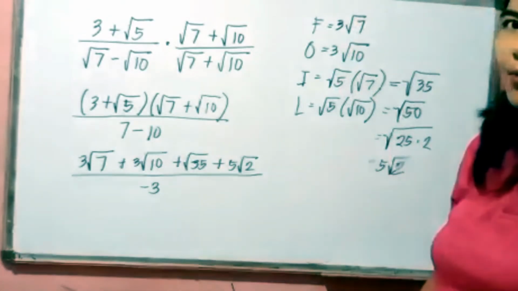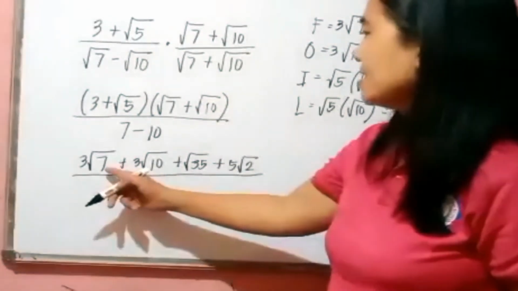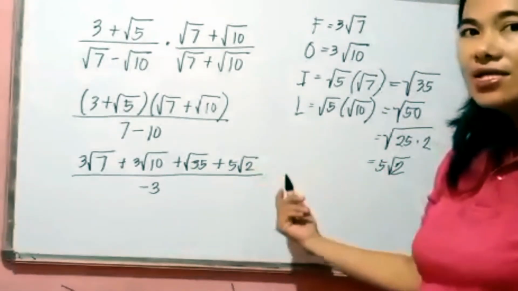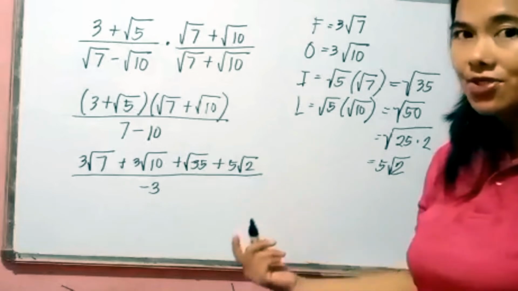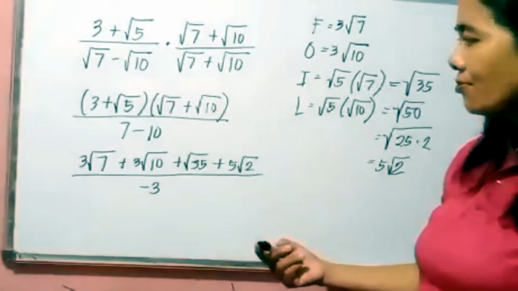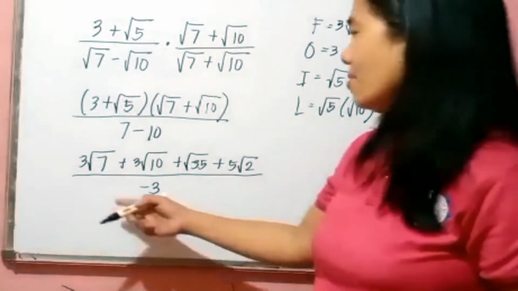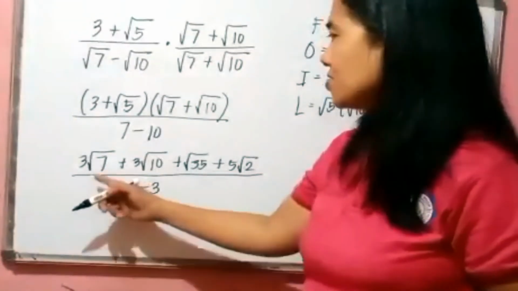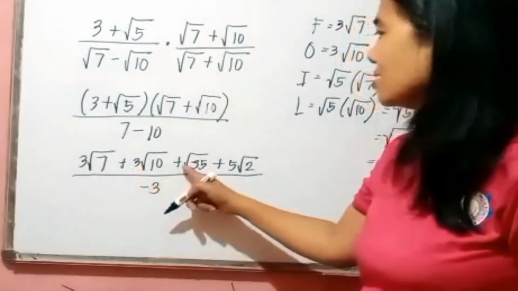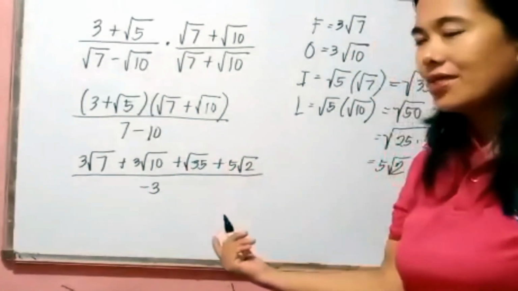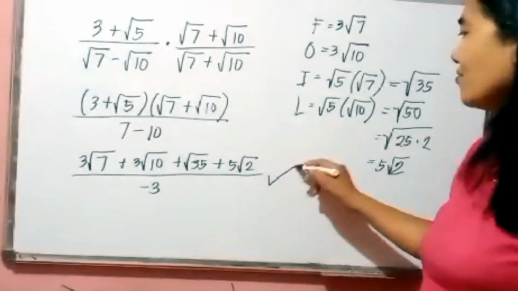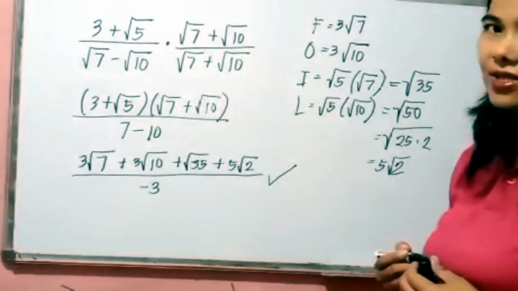Now, look at our numerator. 7, 10, 35, 2. Wala siyang similar terms, similar radicals. So, ibig sabihin, wala ka nang pwedeng ma-combine. And look at our coefficients. So, 3, pwede sana. 3, pwede rin sana. Kaso dito 1. So, hindi na pwede. So, kasi wala nang pwedeng na-divide. So, therefore, ito na yung final na sagot. Okay?